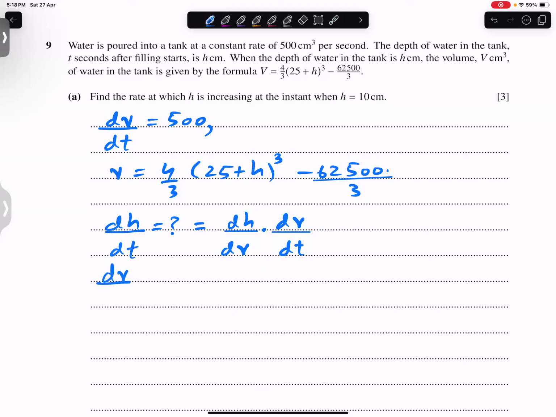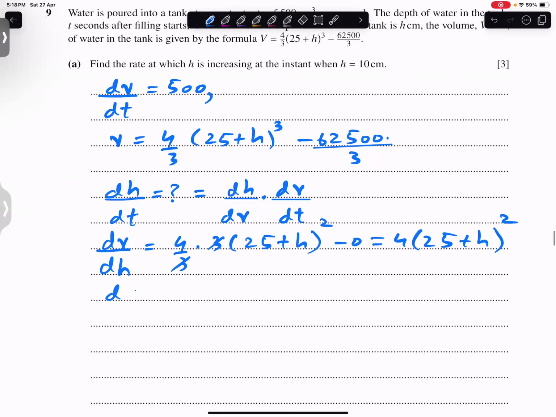If you take the derivative of v with respect to h, this will be 4 over 3, 3 times (25 plus h) whole square, minus 0. So the 3 will be cancelled out: 4 times (25 plus h) whole square. So dv by dh is given by 4 times (25 plus h) whole square.